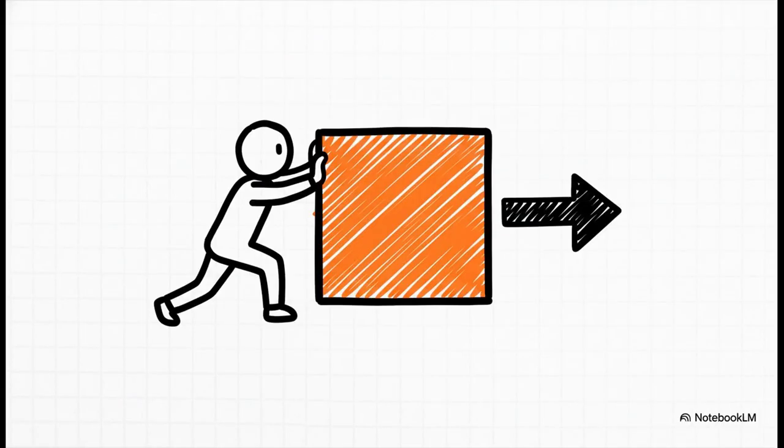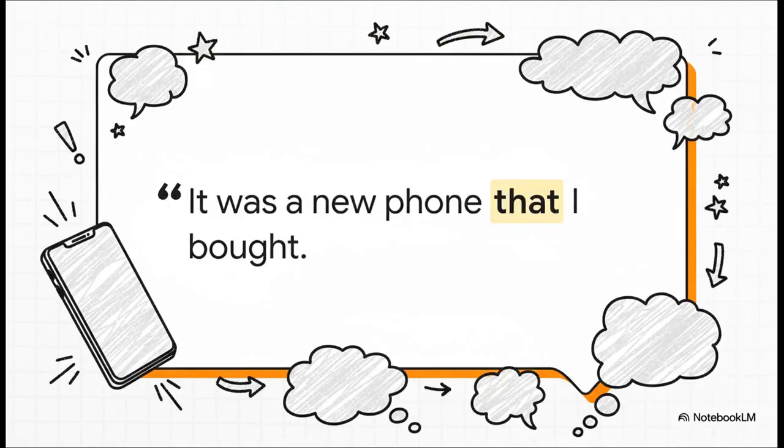But what if you want to emphasize the thing that received the action? What if that's the more interesting part of the story? No problem at all. We can use this structure to put the focus right on the object. Right here, the focus isn't really on me, the buyer. The exciting part of the sentence is the new phone. That's the star of the show. And since a phone is a thing, of course, we use that.